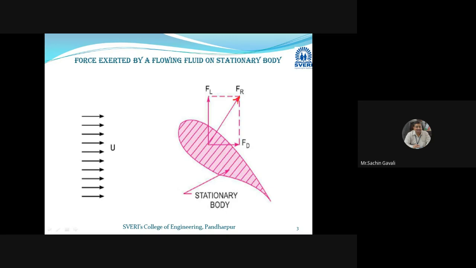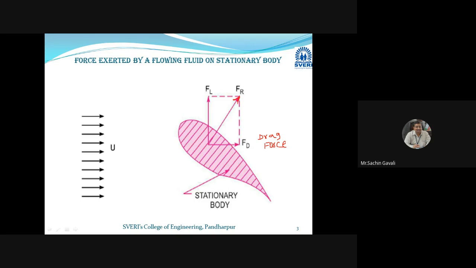One is in the tangential direction, or the direction of fluid flow. That is called FD, the drag force. So FD is considered as the drag force. Now, what is drag force? I am defining it. As per the definition, in your own language you can define it, no problem.